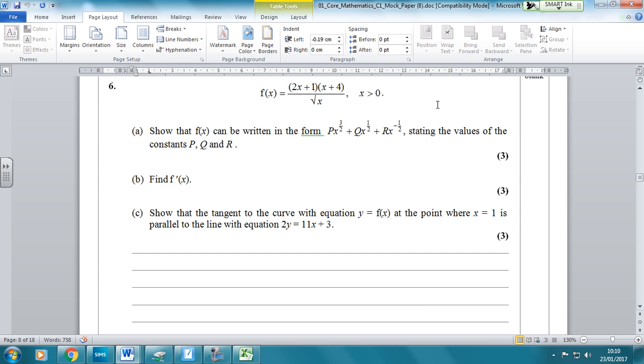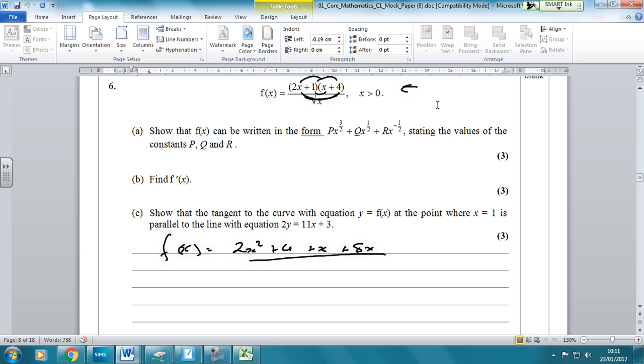So the first one, we've got to show that we can rewrite this. So in order to do that, we're going to need to multiply out the brackets using the smiley face method. And doing so will give us f of x equals 2x squared plus 4 plus x plus 8x. Just be careful with this one. 2x times by 4 is going to be plus 8x.